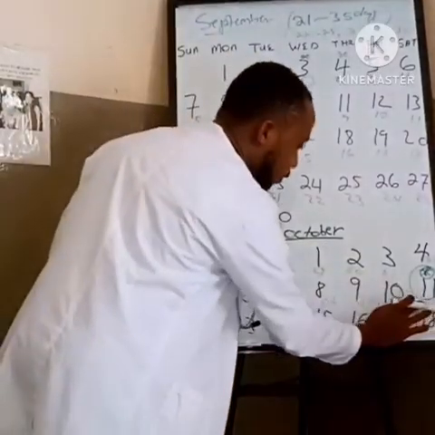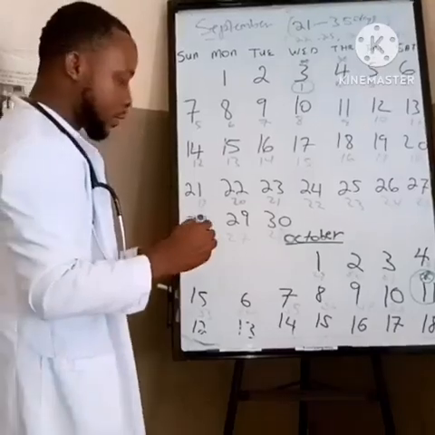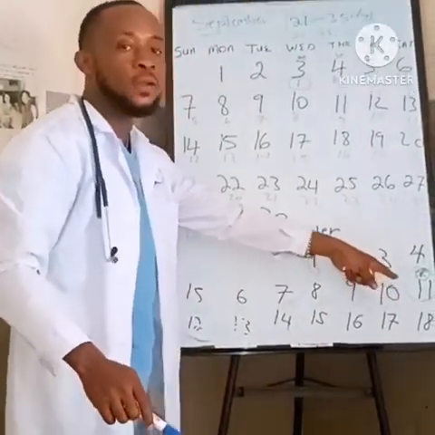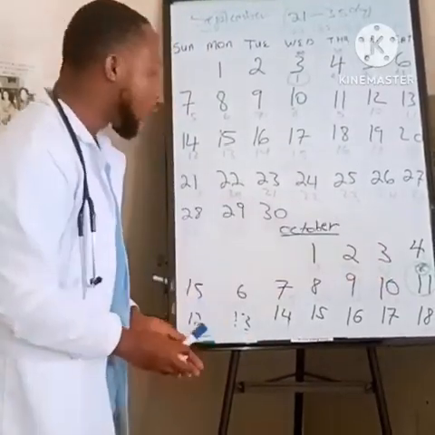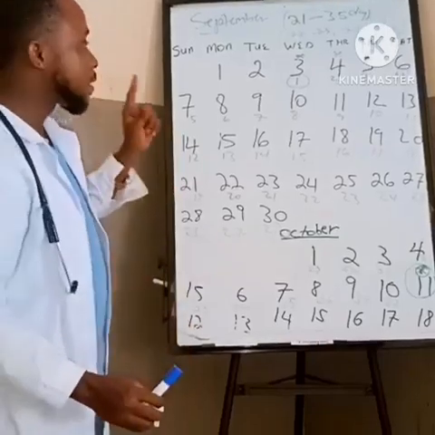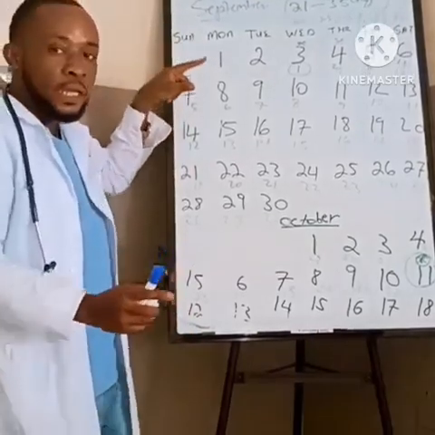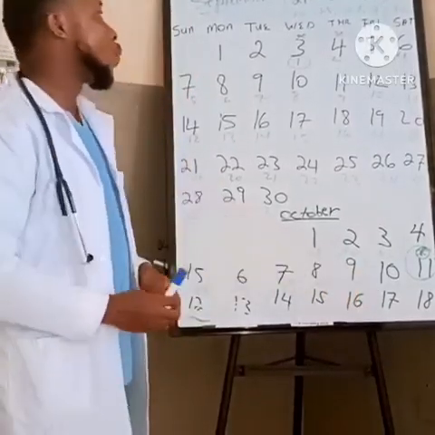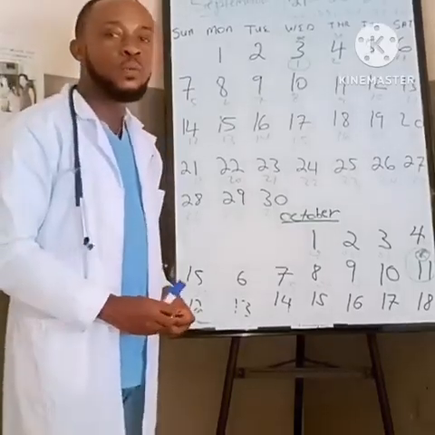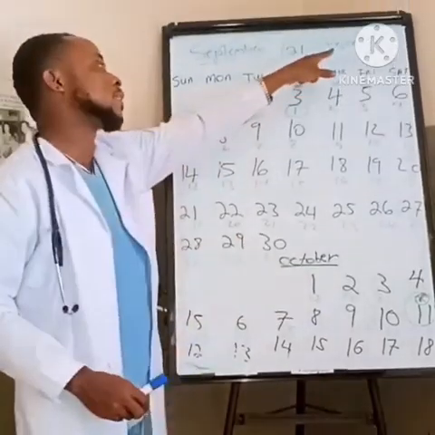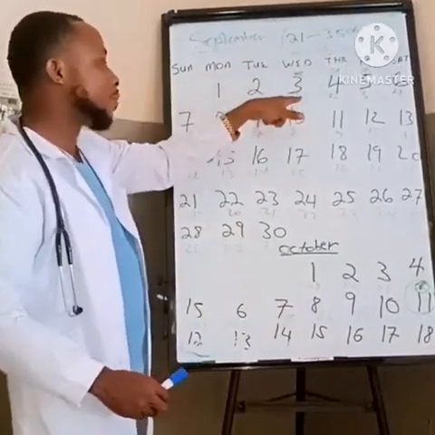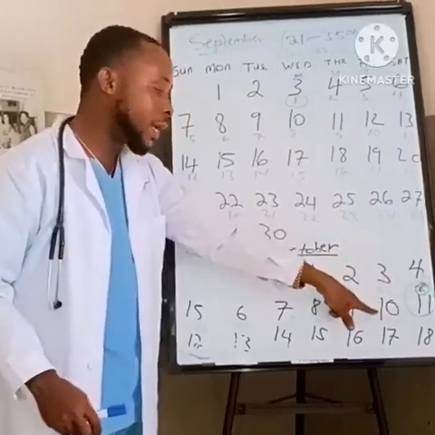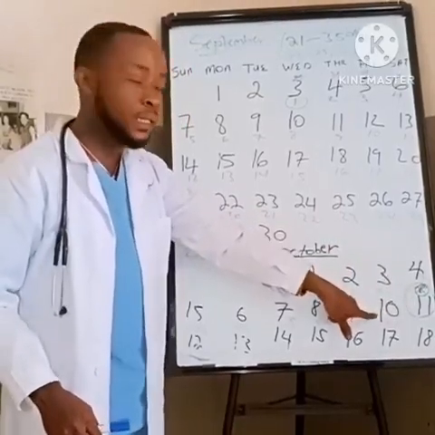So 38 rather, sorry. So we say the cycle length ends the day before the next cycle begins. So how many days does this lady have within her cycle length? 38 days. And what's the normal range of cycle length? We say not more than 35. So from the day of her menses up to the day before she saw her next menses, which is the end of her cycle length, is 38 days.